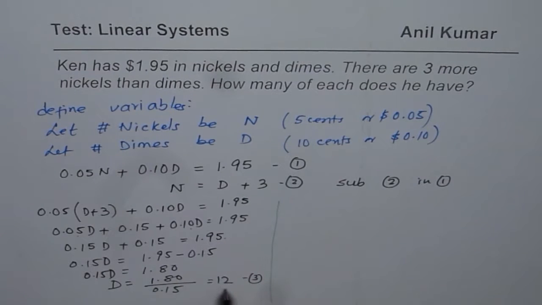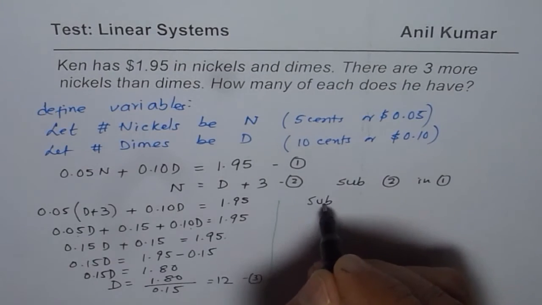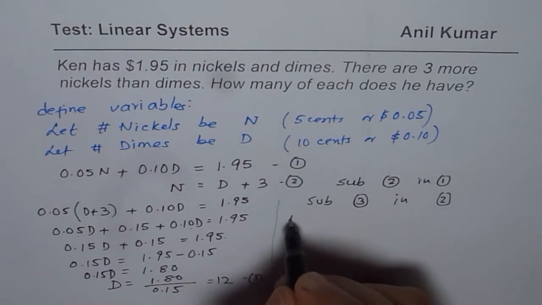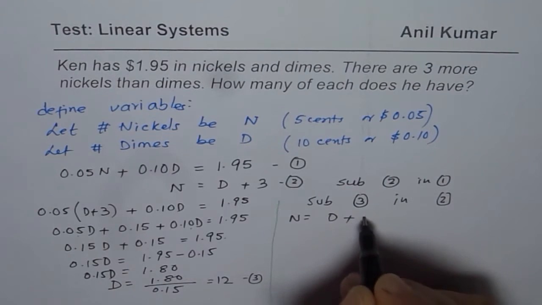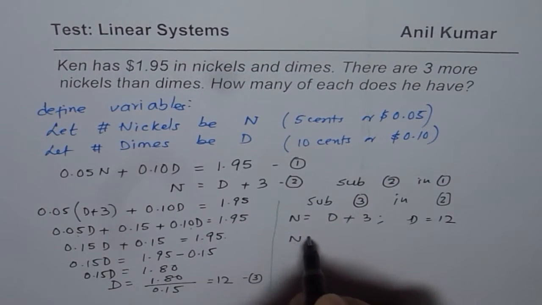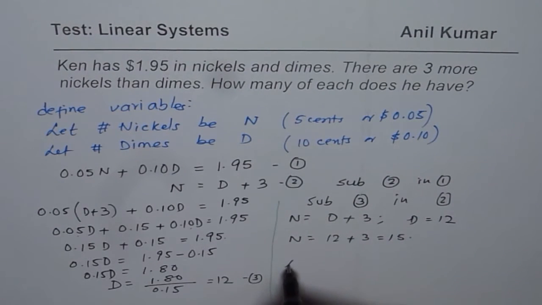So we know the number of dimes. Let us use 2 and 3. So substitute 3 in 2, right? So we know n equals d plus 3, and we know dimes is 12. So n is equal to 12 plus 3, that is 15, right? That gives us the answer that we have 15 nickels, right? And 12 dimes.